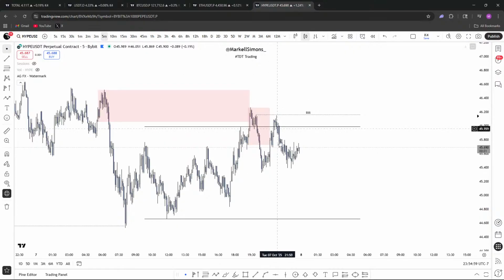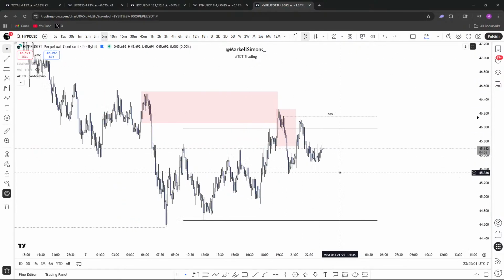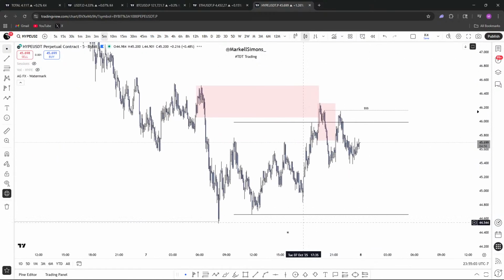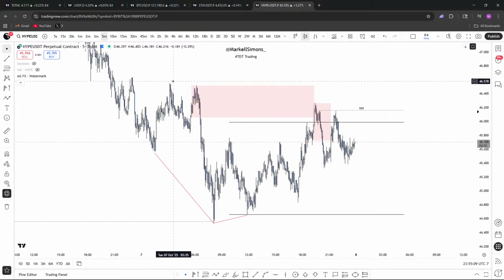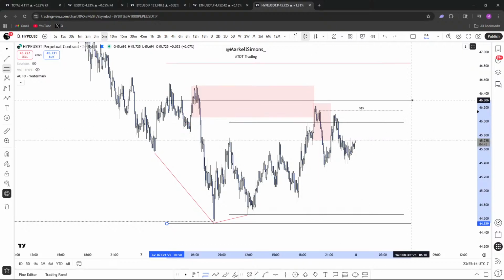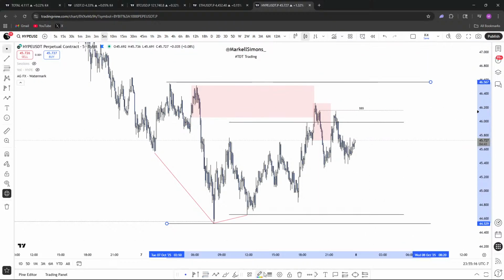I think hype ends up going higher though, honestly. Because technically speaking, if you look at the left side of the chart, you could say that we're accumulating and we're going to go take out this high right here. You could say that we're going to go take out that high.